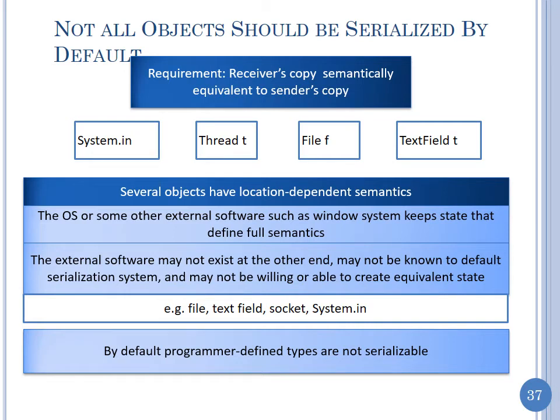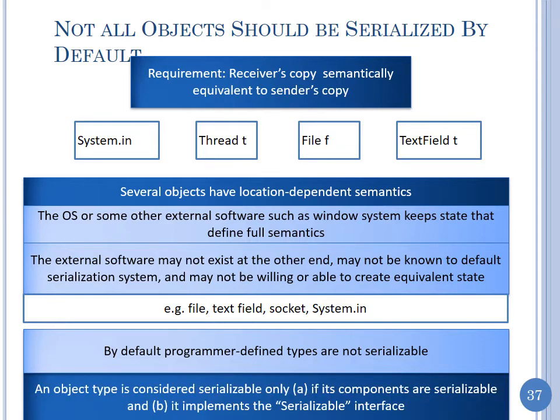Ints, strings, and arrays are all serializable. But any type you define is by default not serializable unless you tell Java, yes, I want it serialized. This is a rule that you really need to know. An object is considered serializable only if two conditions hold true. Its components are serializable. Components are values assigned to its instance variables. This is a recursive definition. Its components have to be serializable, and it has to say it implements the Serializable interface.